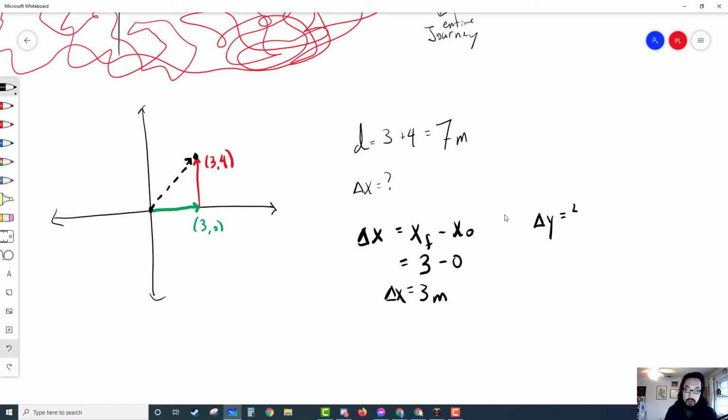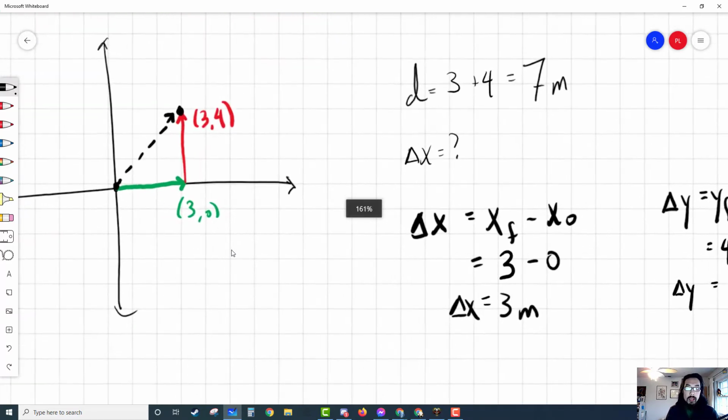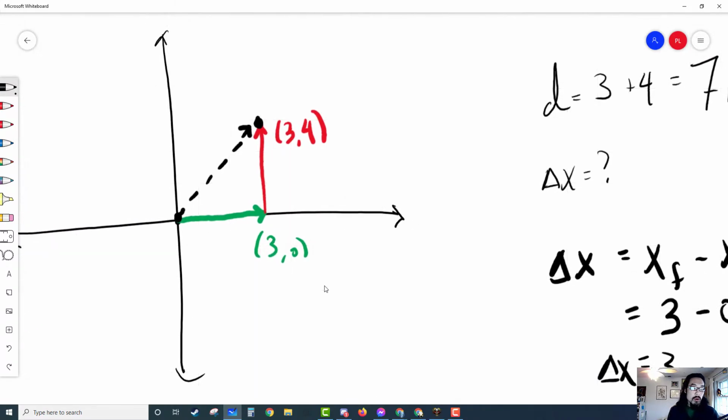Let me do this correctly. So we get y final minus y initial. Our final y-coordinate is 4. Our initial y-coordinate is 0. Therefore, our displacement along the y-axis will be 4 meters. All right, now we have both the x and the y. In order to find the actual displacement, we're going to use some trigonometry magic, and this is something that we'll be using all the time.